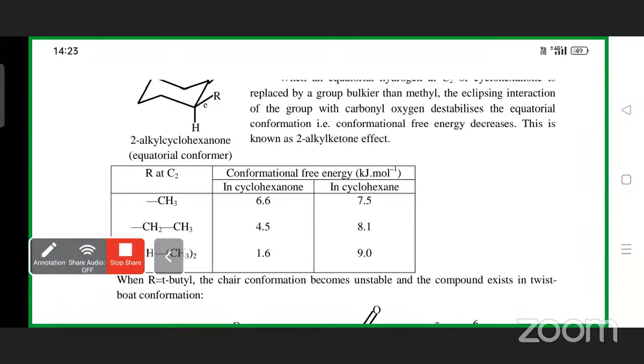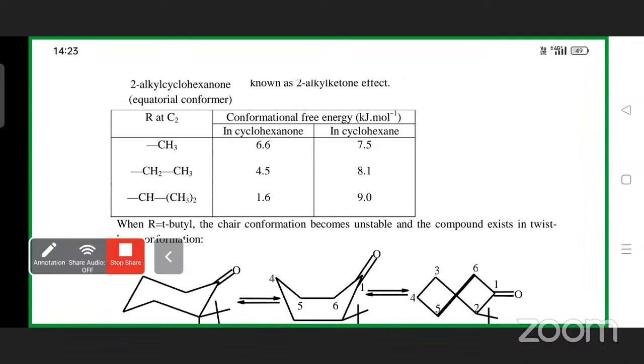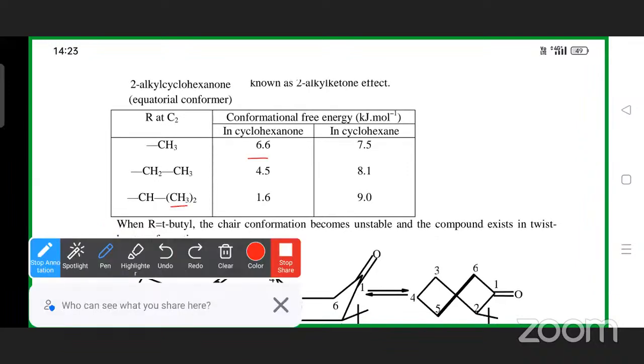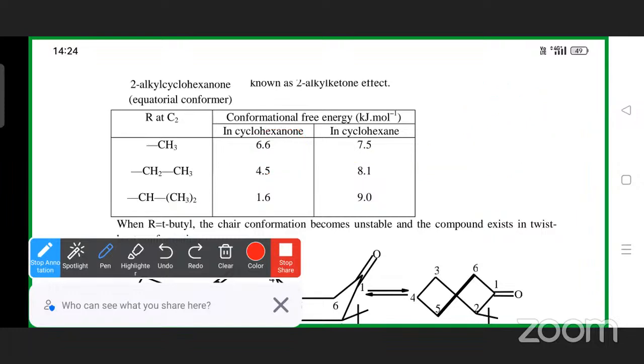You see in the cyclohexanone, here the methyl substitution impact is 6.6. And in the normal cyclohexane, the conformational free energy utilized by this conformation is 7.5. And in the cyclohexanone, the methyl substitution utilizes 6.6 potential energy, free energy, or the potential. You say it is potential energy here.